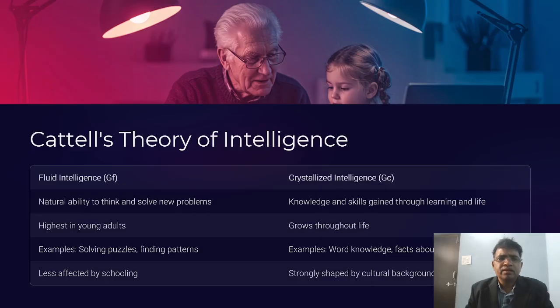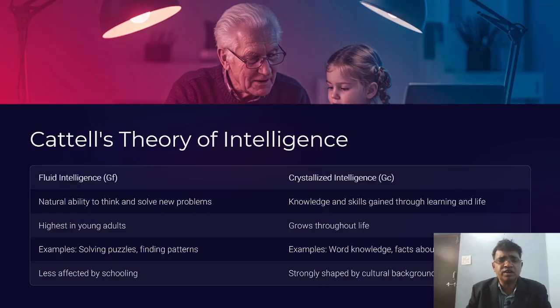Then Cattell's theory of intelligence. There are two types: fluid intelligence and crystallized intelligence. So what is fluid intelligence? It is represented by Gf. It is the general ability to think and solve new problems. It is highest in young adults. Examples: solving puzzles, finding patterns, etc.